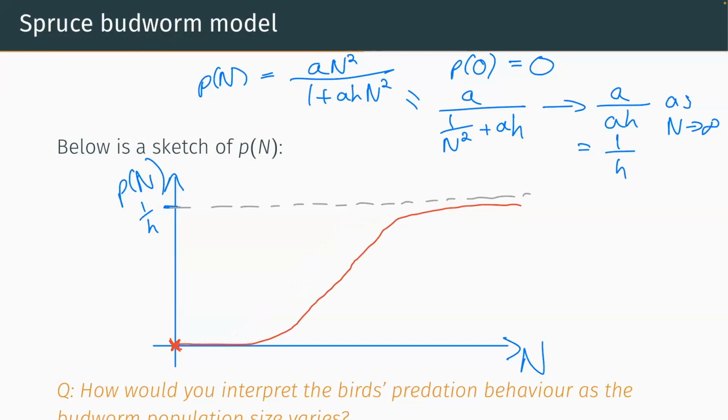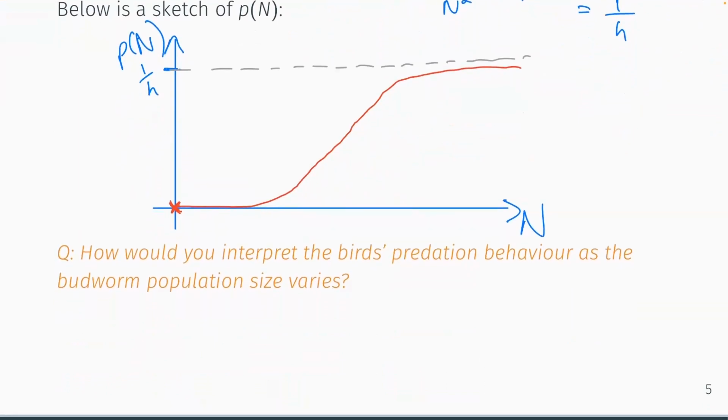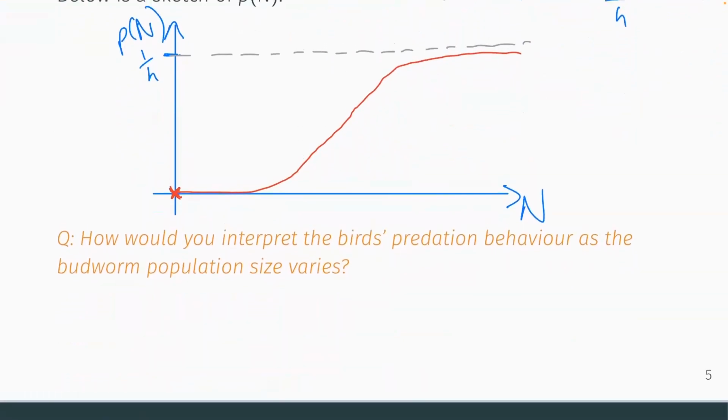Okay. So the question then is, what does this tell us, or how do we interpret the bird's predation behavior as the budworm population size increases? If you had this kind of interpretation question, I'd be expecting you to say, okay, what happens when budworms are rare? What happens when budworms are common? And why might that be the case? So let's do this together.